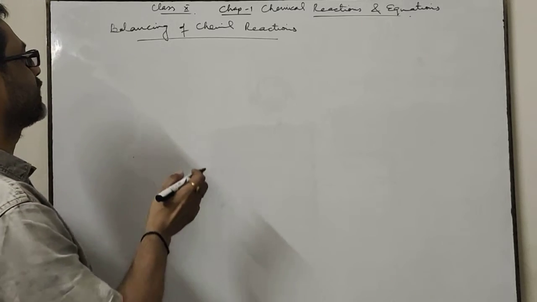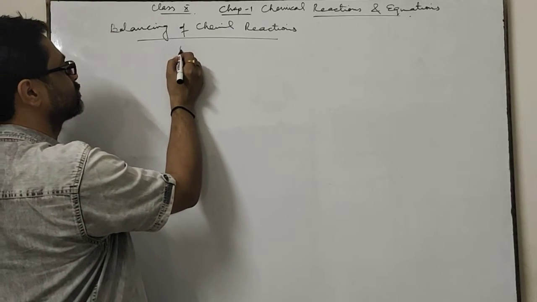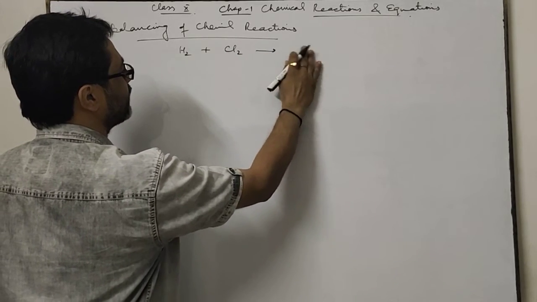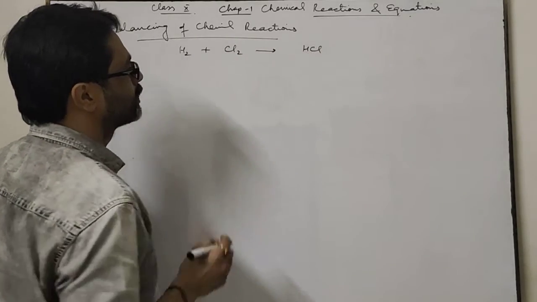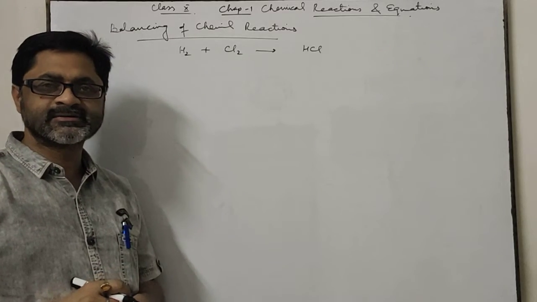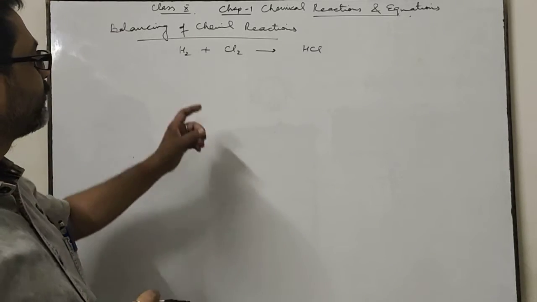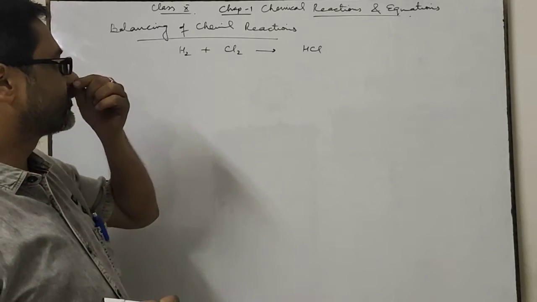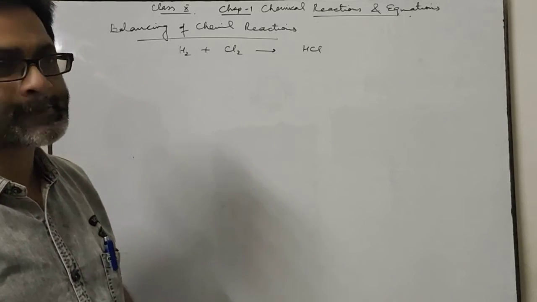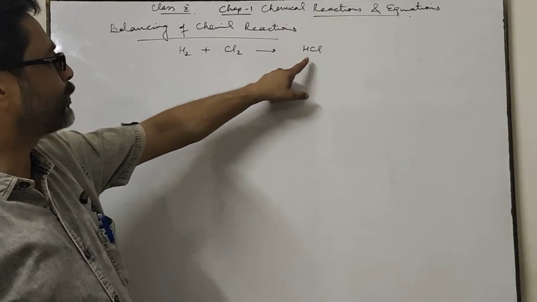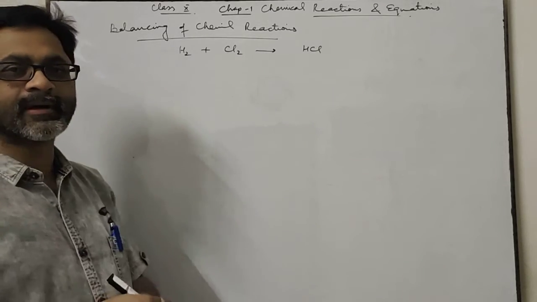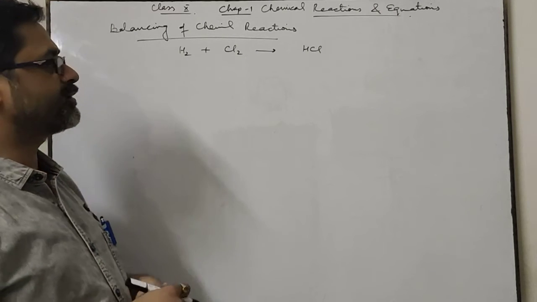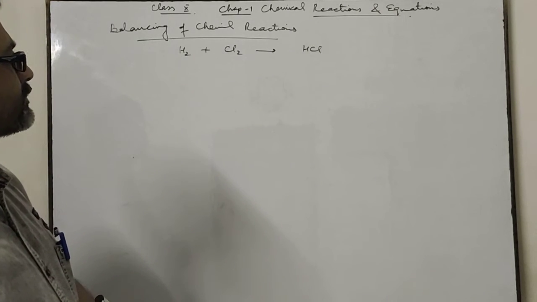To balance the chemical reactions, first of all, you see on both sides, LHS and RHS, what are the elements present, and what are their numbers. See here, suppose that this one is a chemical equation which is to be balanced. How can we balance this equation?